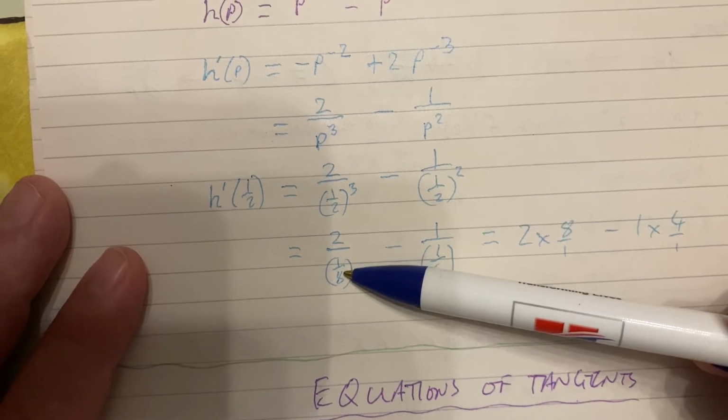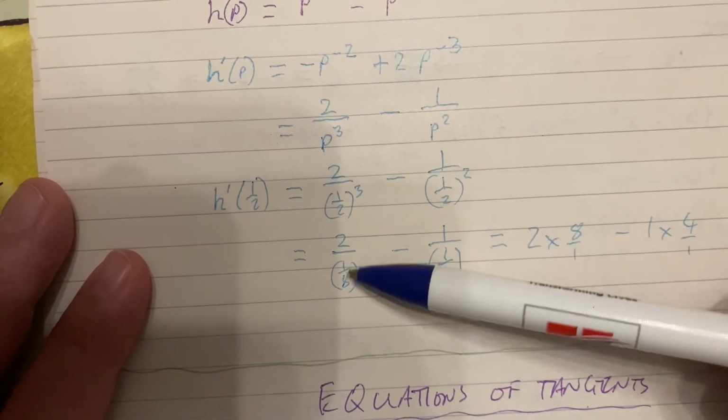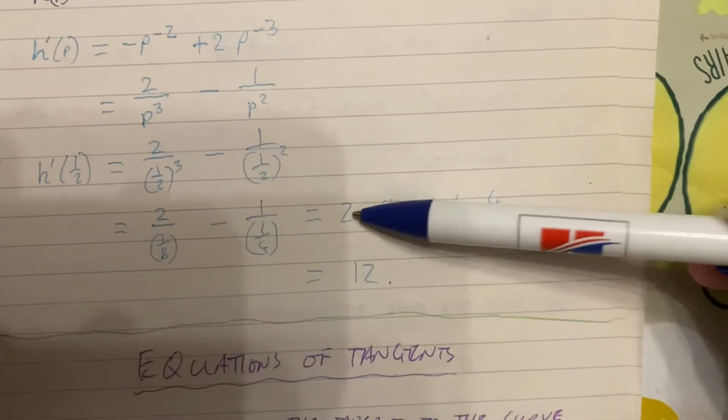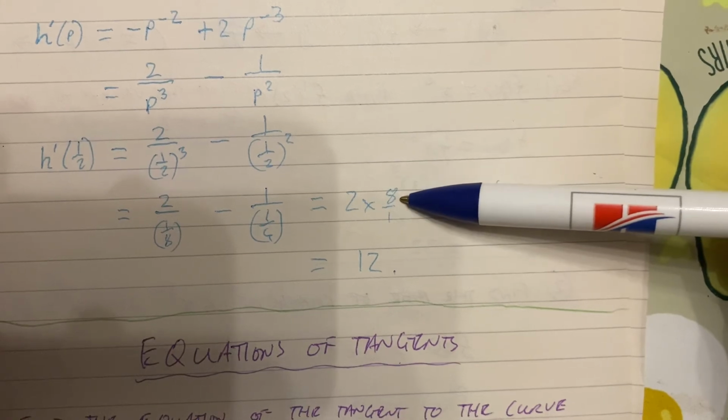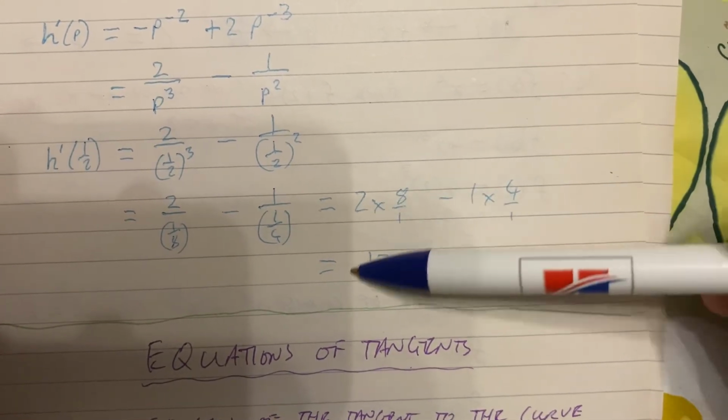A half cubed is an eighth, a half times a half times a half. A half squared is a quarter, half times a half. Because we're dividing by a fraction, we flip it and multiply. So it's 2 times 8, which is 16, minus 1 times 4. So 16 minus 4 is 12.